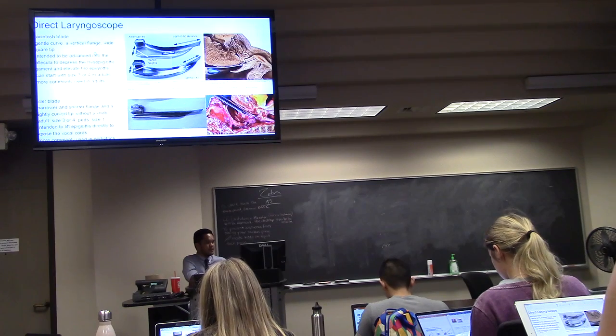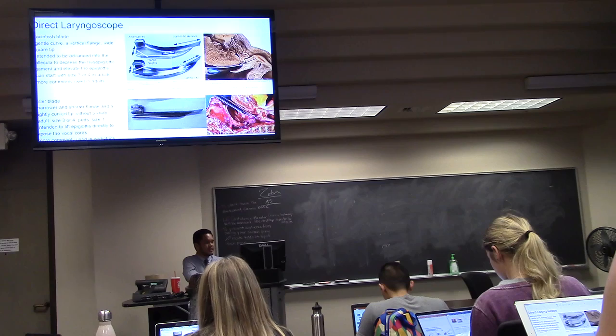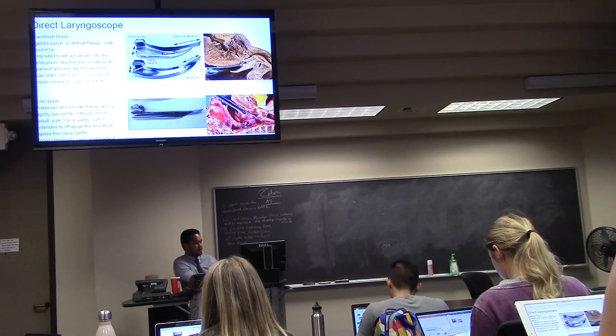So in adults, there are 4 sizes for the Mac. Most of the time, we'll use the size 3 or size 4. And then the Miller goes all the way to size 5. But most of the time, we'll use 3 and 4, but in peds, we'll use a size 1.